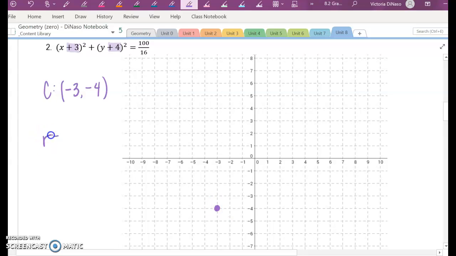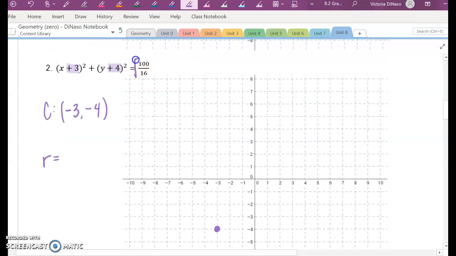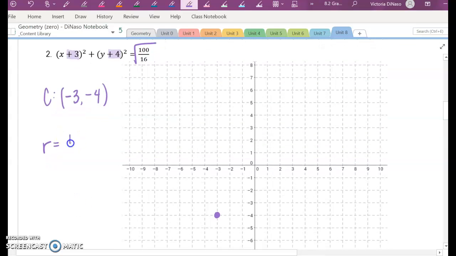To figure out your radius, what we're going to do is square root 100 over 16. So this is really 10 over 4. That's kind of challenging to plot, so we're going to plug that into our calculator to get the decimal version. It should be 2.5, right? I think it's 2.5, so we're going to be plotting 2.5.